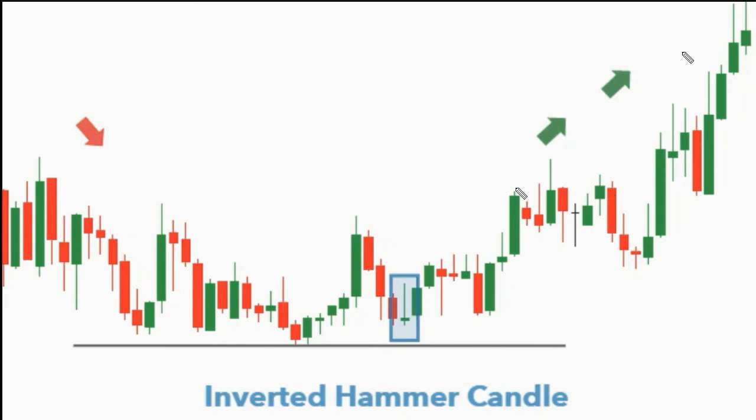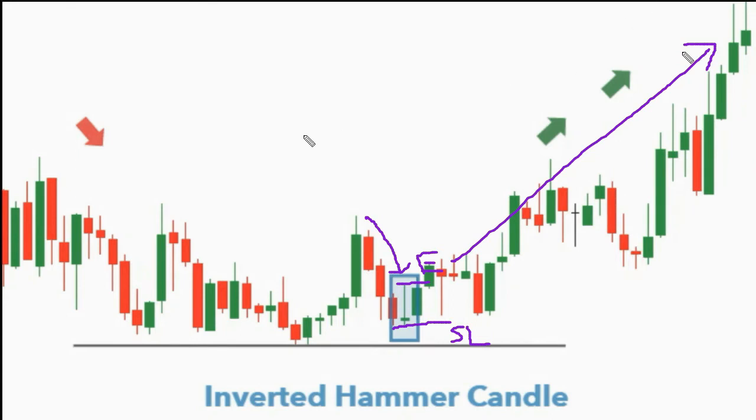Now let's check all the necessary conditions for this. The first condition: there should be a small downtrend. Second condition: formation of an inverted hammer candle. Third condition: mark the high and low of the inverted hammer, and your entry will be at the high of the inverted hammer and stop loss will be at the low of the inverted hammer. Whenever the high is broken, you can take entry and you can expect a strong bullish rally after the high is broken.